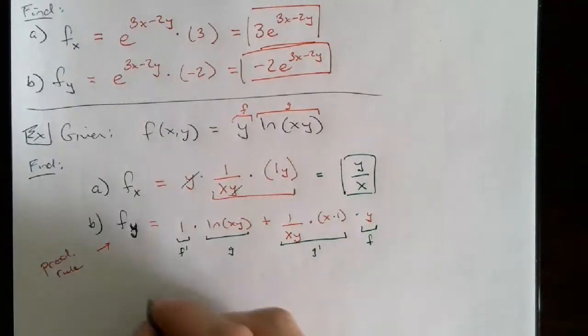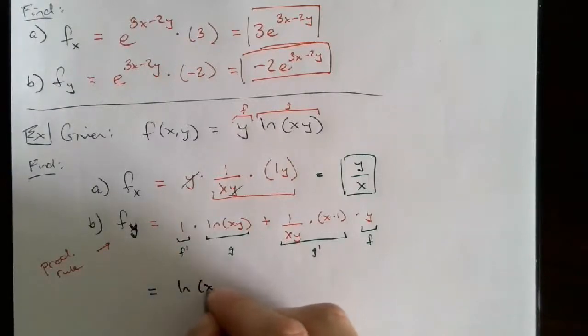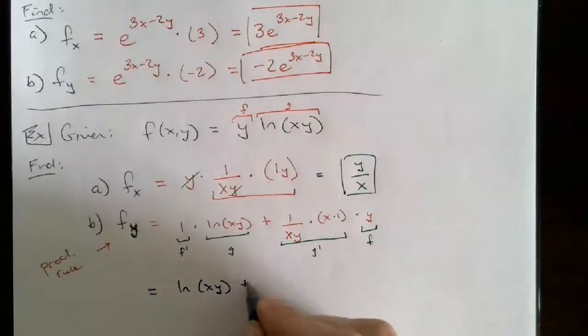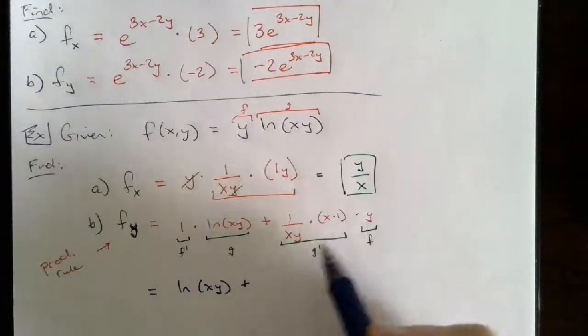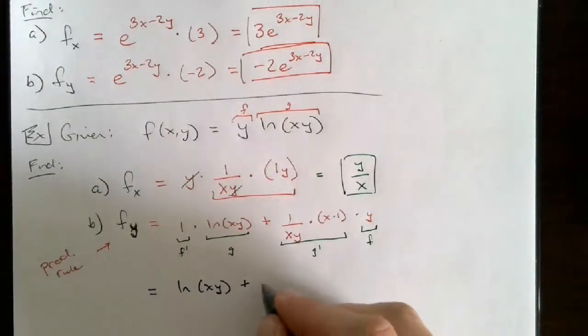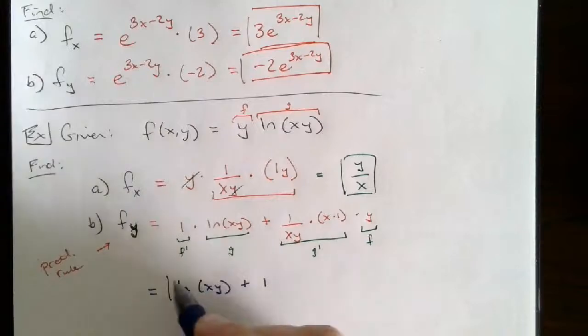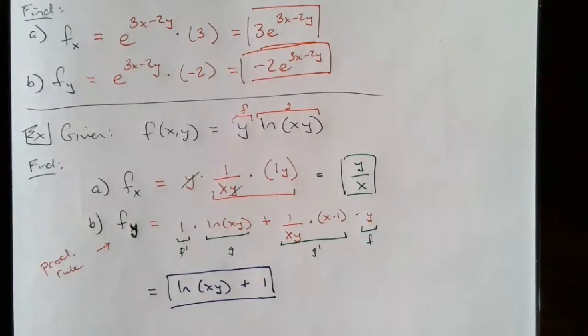And then we just want to simplify this. So 1 times natural log of xy is natural log of xy. Plus, here, simplifying this, the x's will cancel and the y's will cancel. So you're just going to get plus 1 times 1, which is plus 1. So natural log of xy plus 1 is our simplified answer here.